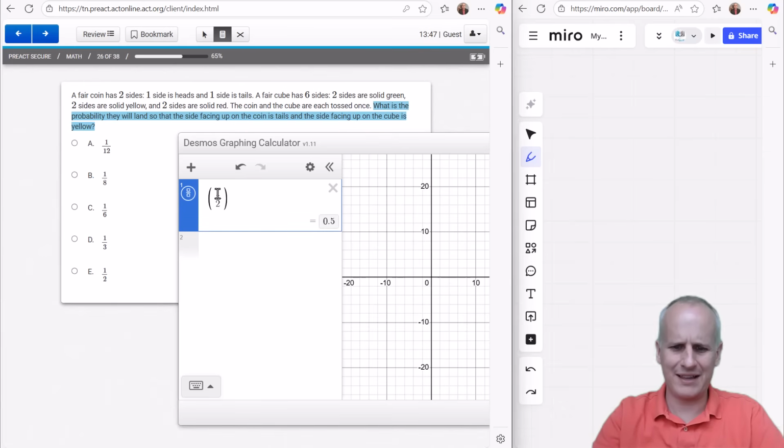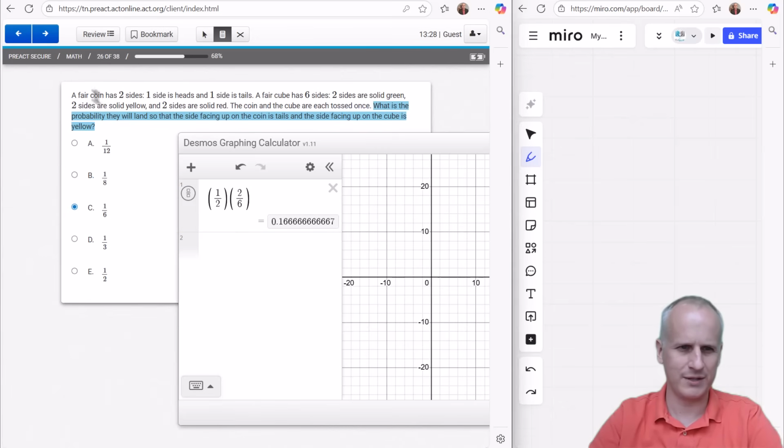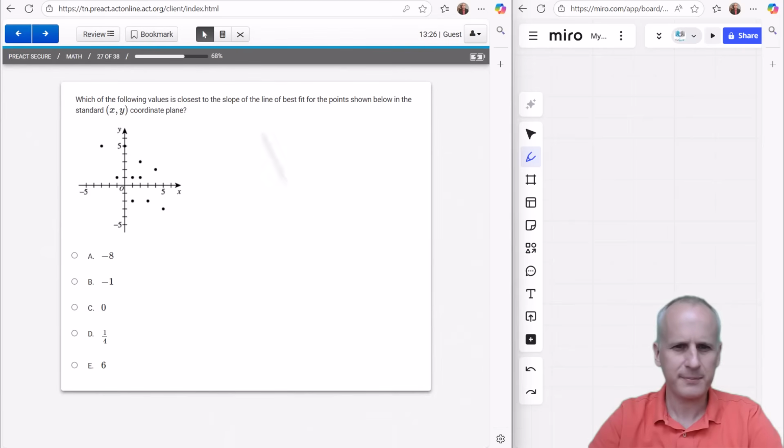And then we've got a fair cube has 6 sides, 2 sides are green, 2 sides are yellow, and 2 sides are red. So there's going to be 2 divided by 6 that are going to fulfill the requirement that the cube is yellow, and we should be able to recognize we're looking at 2 cancels out the 2, even when we've got the decimal here, we should be able to recognize that's going to be 1/6, and we move on to the next question.